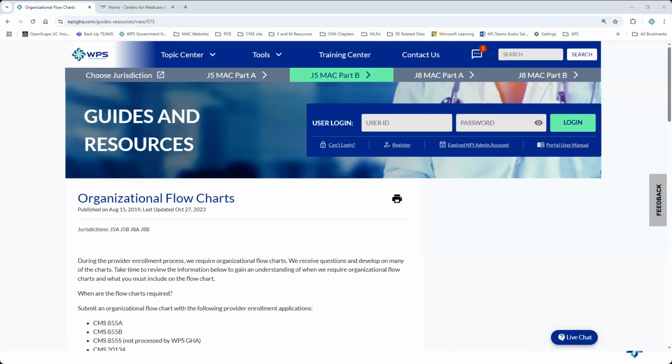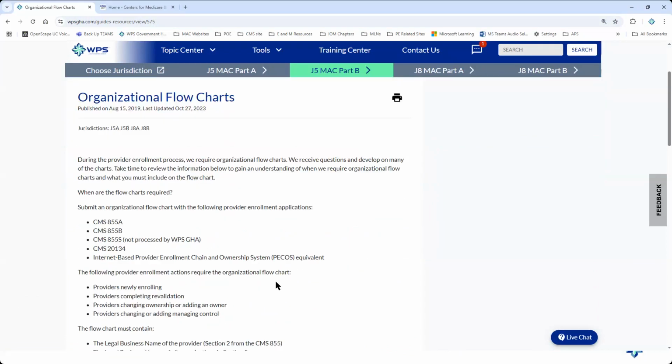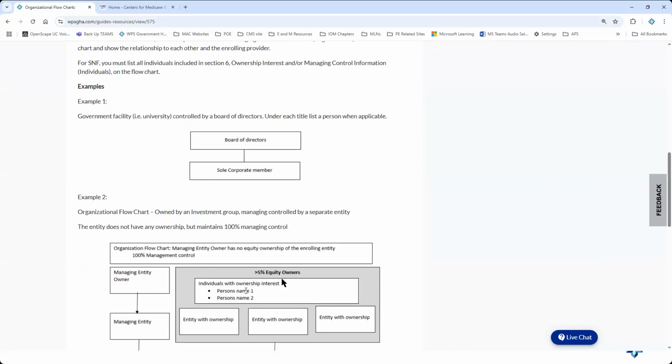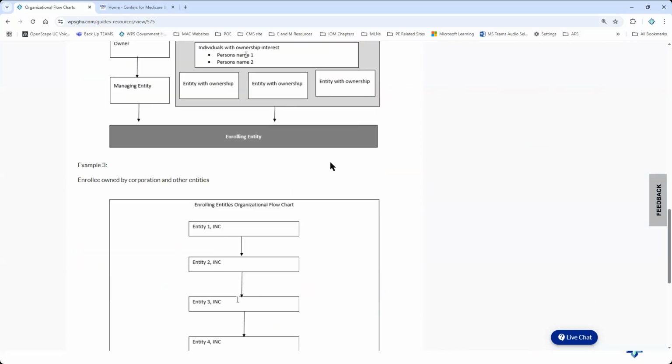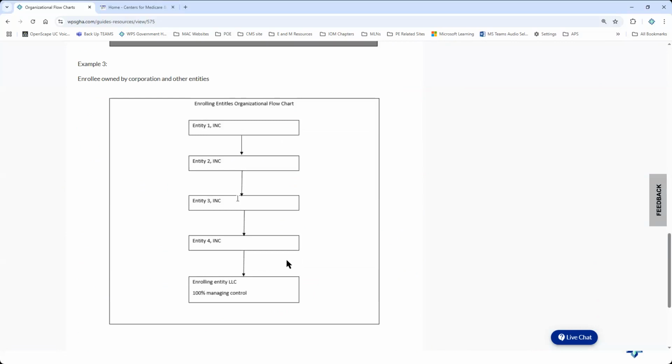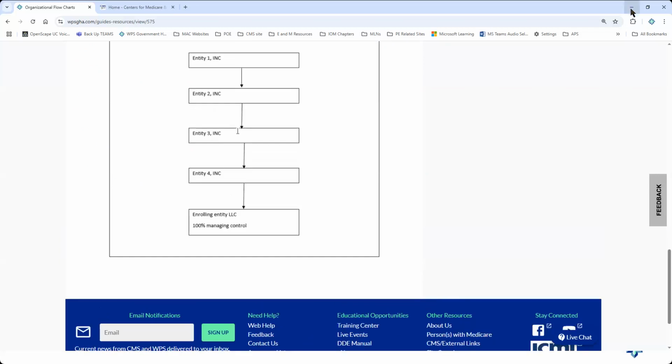Apologize if you hear me keying. But this is going to talk about those flowcharts, the applications that we may need them for, and then it's going to give you some examples. So when you're looking at this flowchart, we're basically following the line. We're looking for the entity listed in 2A and going up or sideways, however it's oriented, but we're looking for the hierarchy and anyone that is above that oversees the entity enrolling, that's what we're going to be looking for. This third one here is a really good example of something that would have a direct and indirect. So entity 4 is going to be a direct managing or ownership of the enrolling entity. Entity 3 would be indirect, and so would 2 and 1. So that's a really good resource if you're looking at a business structure like that.